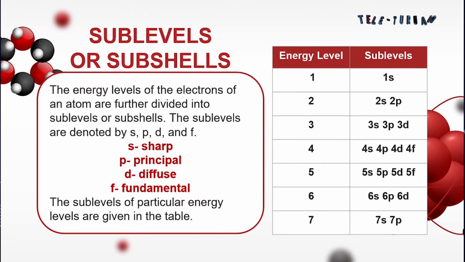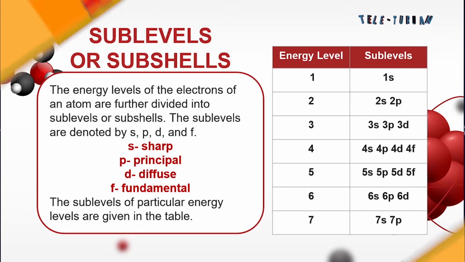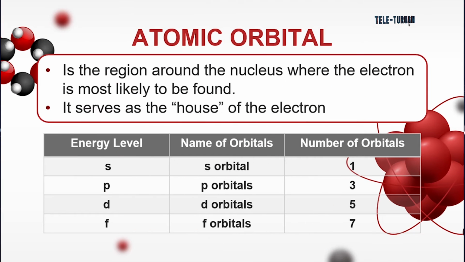If it's 6, the sublevels are 6s, 6p, 6d. If it's 7, the sublevels are 7s and 7p. Now, what is atomic orbital? Atomic orbital is the region around the nucleus where the electron is most likely to be found. It serves as the house of the electron.